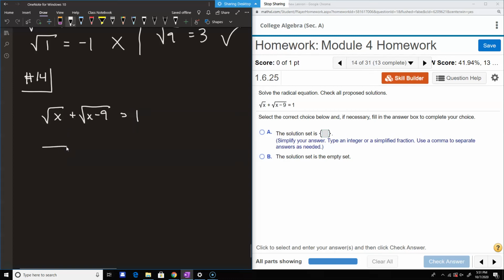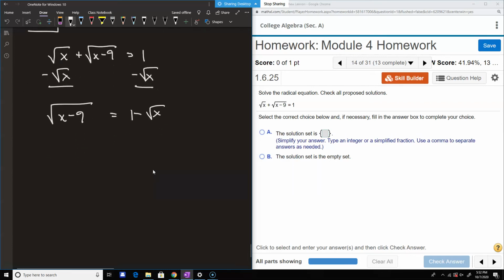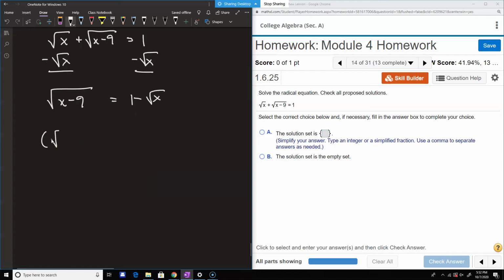Okay, so let's start by subtracting that square root of x. So the square root of x minus 9 is equal to 1 minus the square root of x. Now we've isolated the more complex radical, so this is where we're going to square both sides. So we square the square root of x minus 9. That will equal 1 minus the square root of x quantity squared. So on the left we have x minus 9.